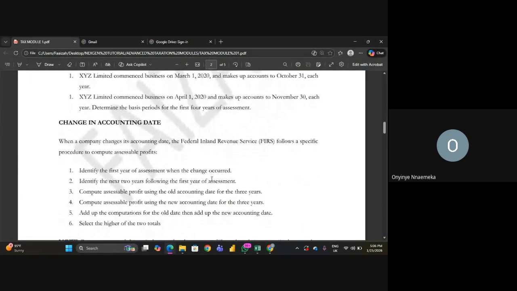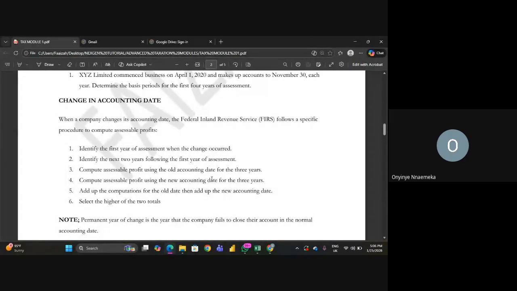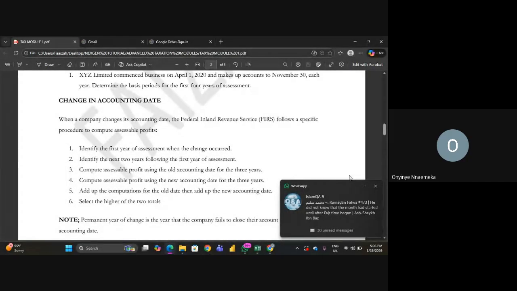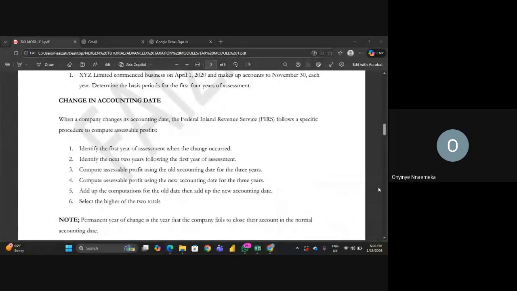So now, change in accounting dates. This is a situation where a company believes that the year they are ending their financial statement, or their accounting year, does not favor them. Most of the time when a company changes accounting dates, it's just for tax planning. You guys are advanced tax, you are tax consultants. You need to know what tax planning is. It's part of the modules.